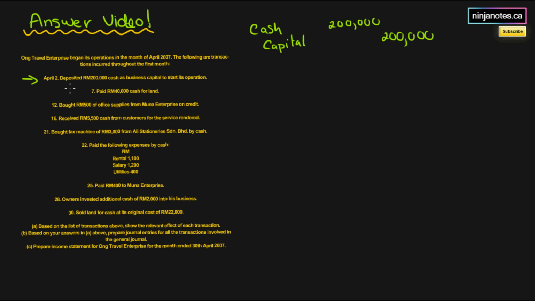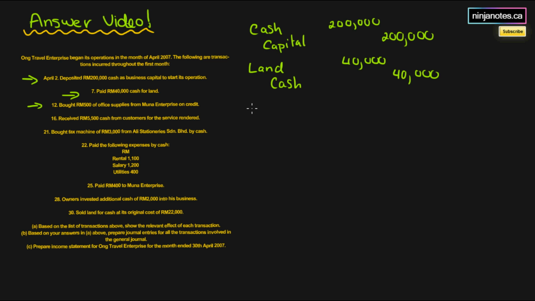Alright, next one is we paid $40,000 for land. So land is an asset, we're increasing that asset. So it's going to be increased by $40,000. And cash is being decreased by $40,000 because we're spending $40,000 to purchase the land.